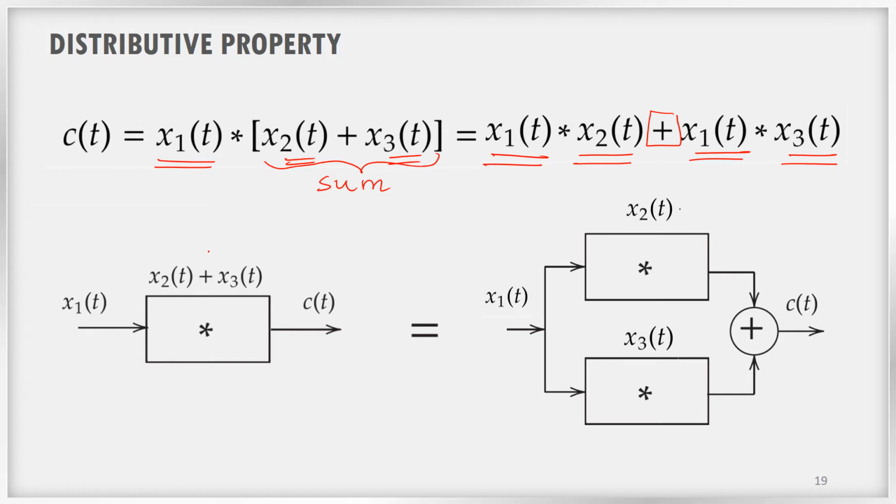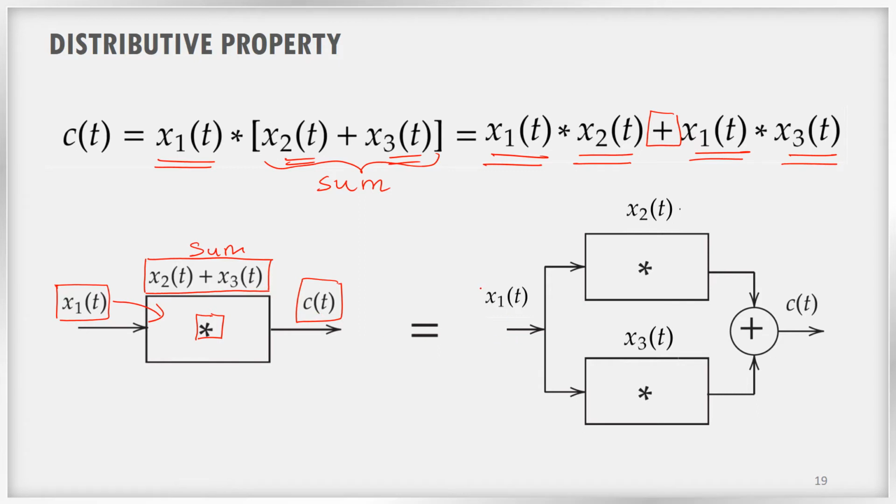Graphically it can be explained like this. Assume that we have a system with system response x2(t) plus x3(t), and we are going to perform the convolution operation inside this system. If you give the signal x1(t) inside this system, it will perform the convolution operation and it will produce c(t). Now the same c(t) can be obtained in a different way.